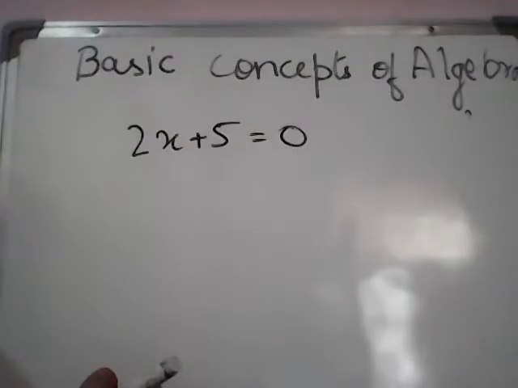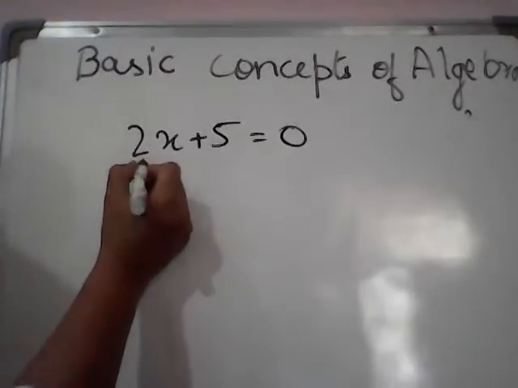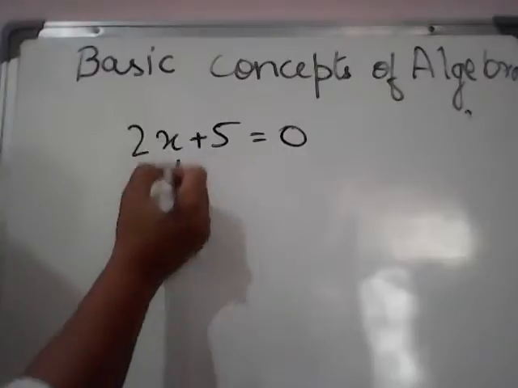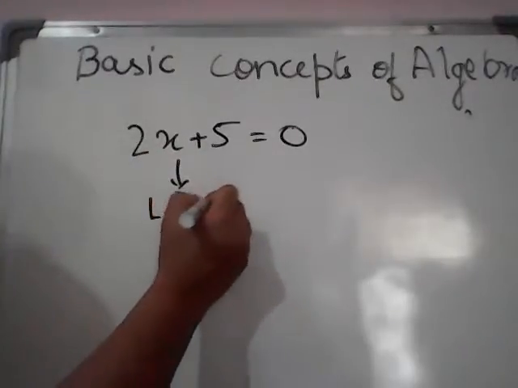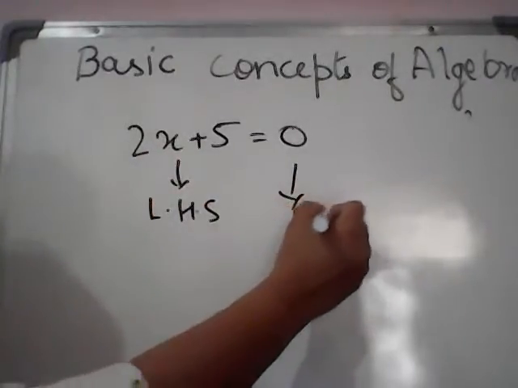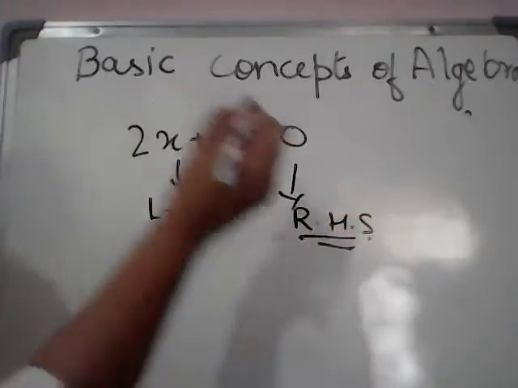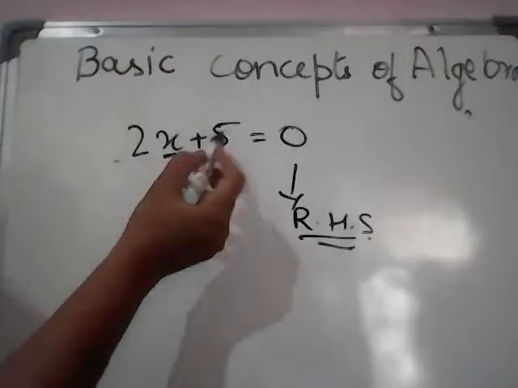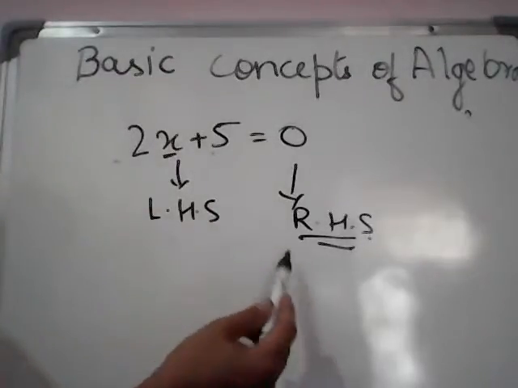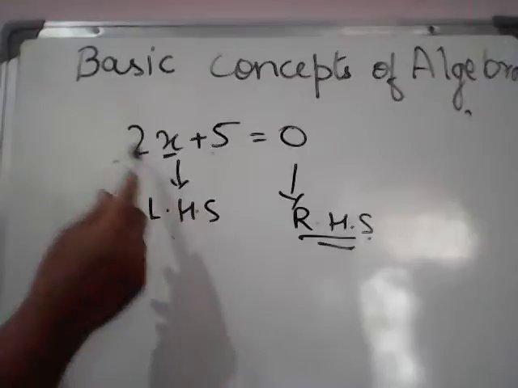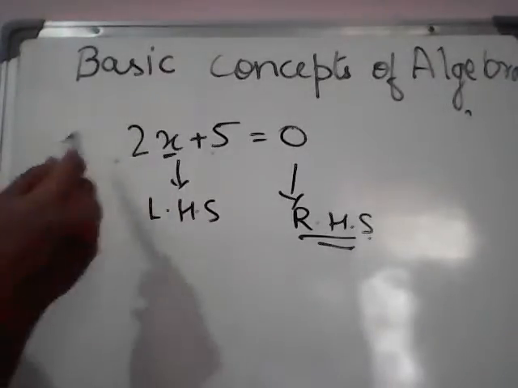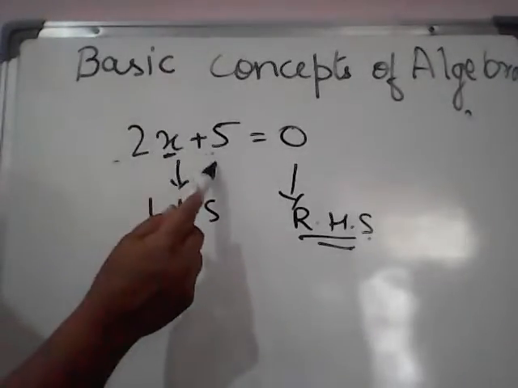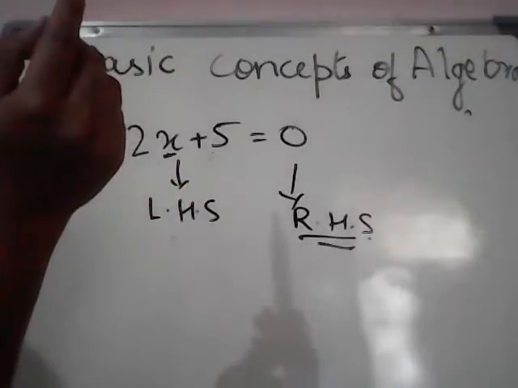Right? In this equation, we see how it is formed. It has two sides, left hand side and right hand side. Right hand side is 0. So the value of x which satisfies this equation, meaning which makes left hand side equal to right hand side, will be the root of the equation. What value of x makes this equation equal?